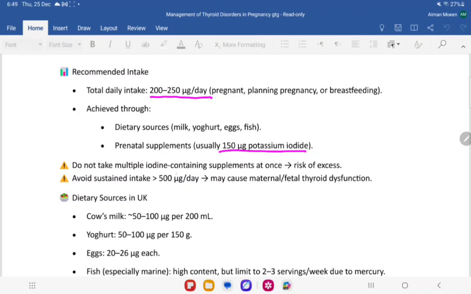Do not take multiple iodine containing supplements at once, because there is the risk of excess, and that is not good. According to the guideline, we should avoid the sustained intake of more than 500 microgram, because it may cause maternal and fetal thyroid dysfunction. So we want it to be euthyroid, not hypothyroid and not hyperthyroid.